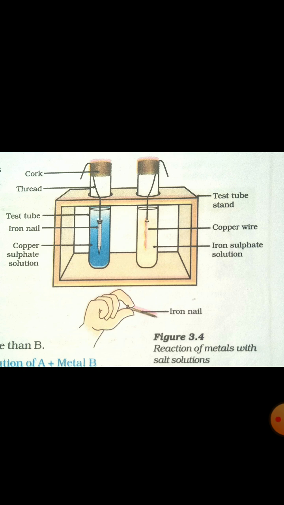So what is actually happening? The iron nail is made of iron, which is a more reactive metal than copper. It displaces copper from the copper sulfate solution and forms iron sulfate and copper. So this is again a displacement reaction, and this is how a metal reacts with the solution of another metal.